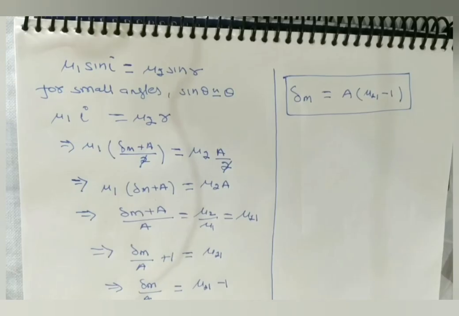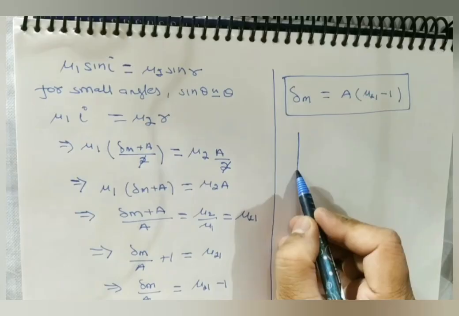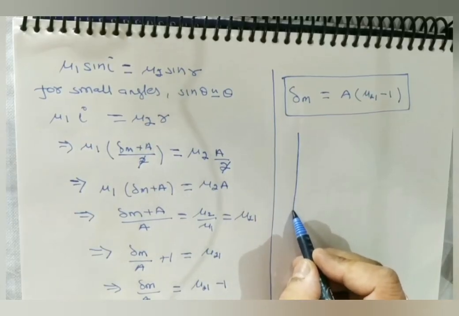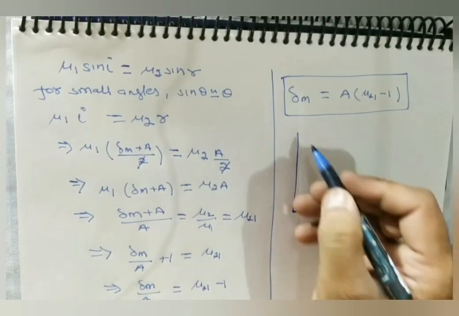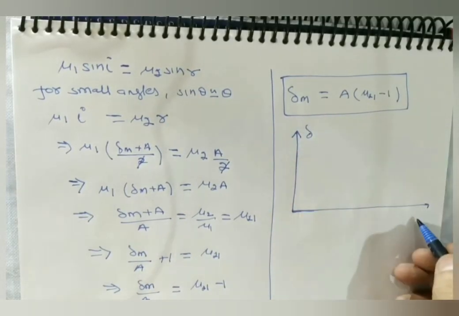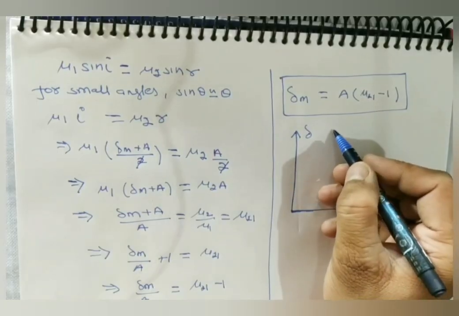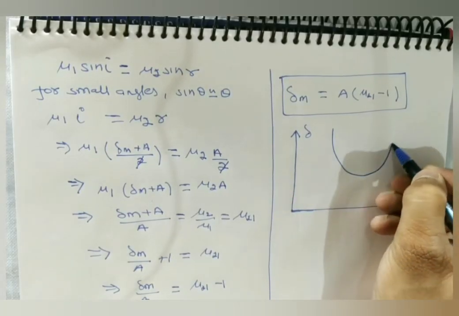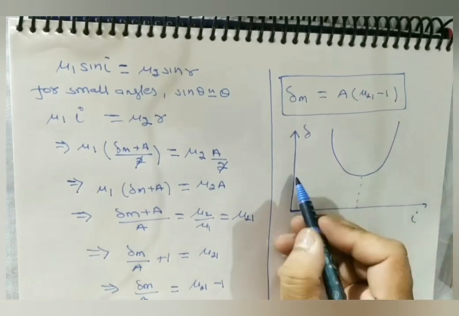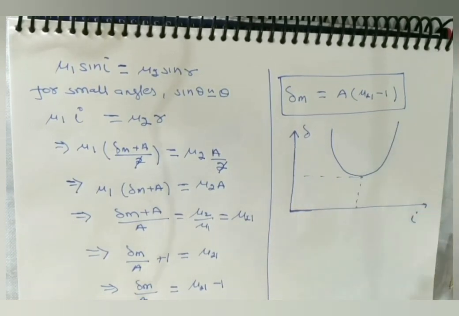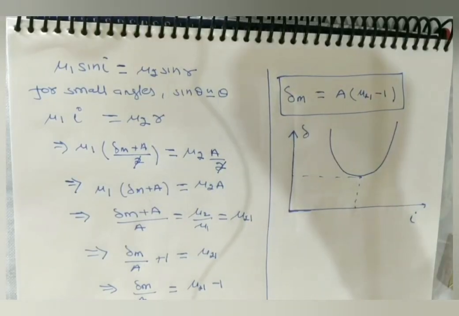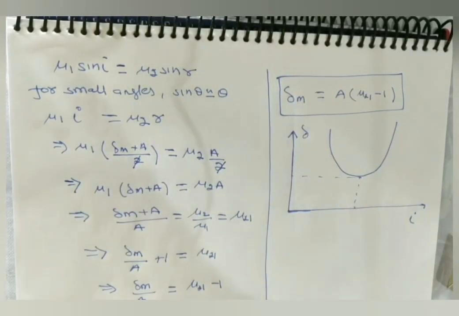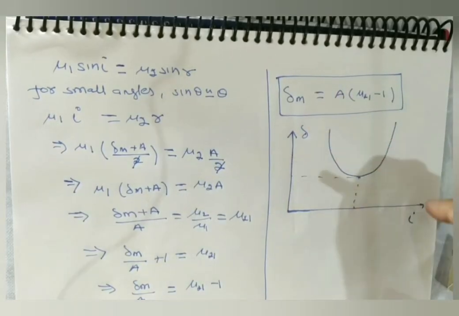Now we can draw a graph between angle of deviation and angle of incidence. Here will be delta and here will be I. This graph is like this. This will be the minimum deviation, and this is all about the prism. Now we have derived the formula and drawn the graph.